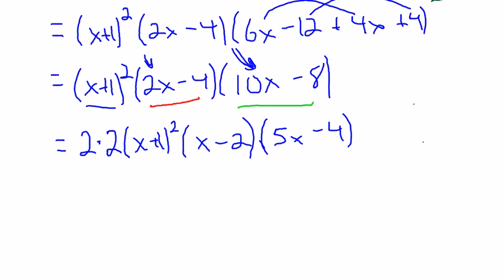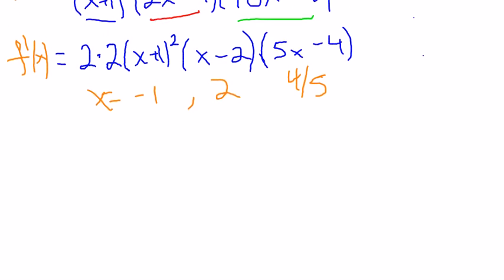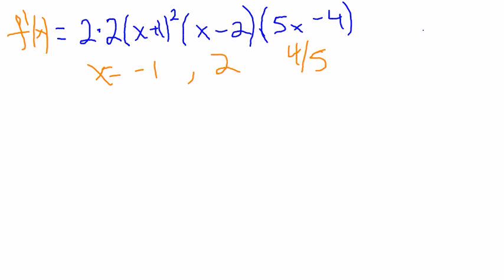So the first one is x equal to negative 1. And remember, this is f. This is all f prime of x. So x equals negative 1 makes it 0. x equals 2 makes it 0. And then x equals 4 over 5 positive also makes it 0. So all I really need is this part right here to do the rest of my chart.